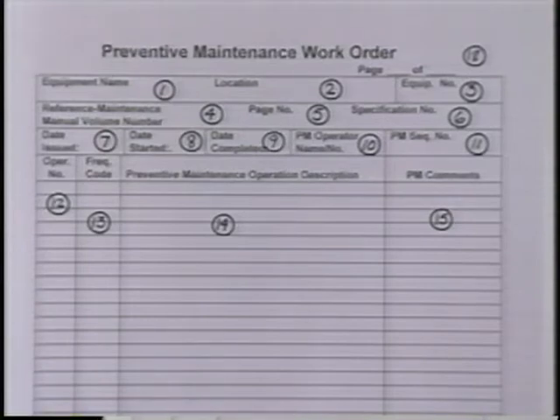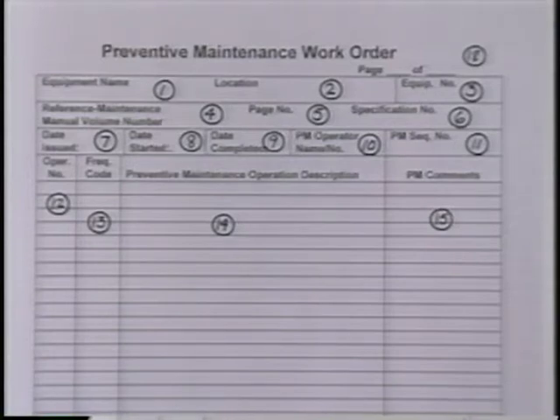So therefore, the reference maintenance manual is the number, that's the numeric number of the manual. So actually what they did is they laid up all of the manuals side by side and numbered them from 1 until how many they had. It's a quick, easy way to cross-reference the data from this particular PM form back to the manual.